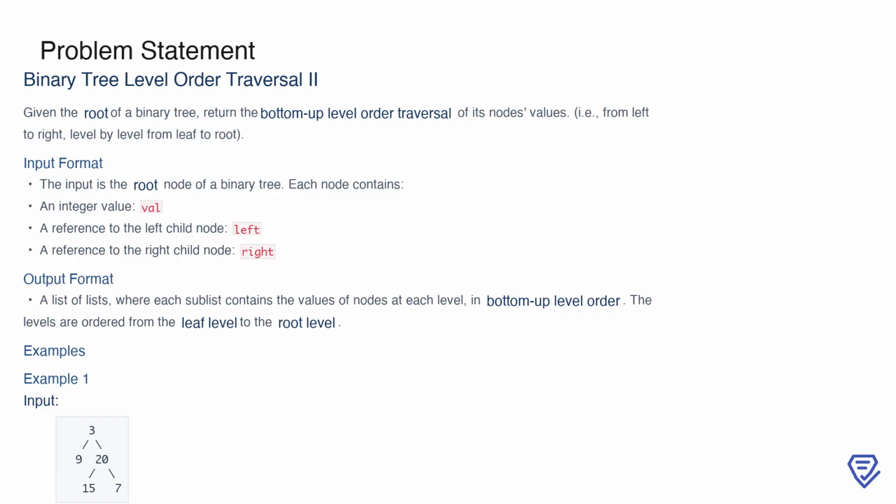For the output, we need to produce a list of lists, where each sublist represents the values of nodes at a specific level. These levels should be ordered from the bottommost level of the tree to the topmost, or root level. Let's look at some examples to clarify this further.